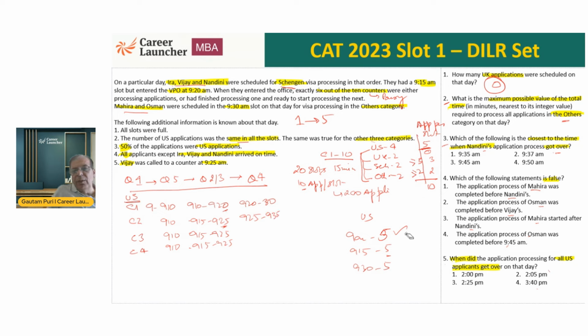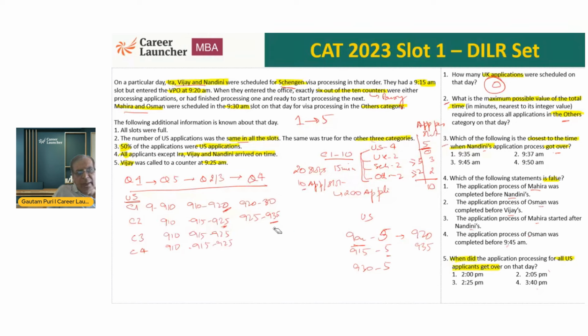Now please look at this pattern. The 9 a.m. people, when did all of them get completed? By 9:20. Their job was done by 9:20. The 9:15 people, their job gets done at what time? What time will they get finished? At 9:35.